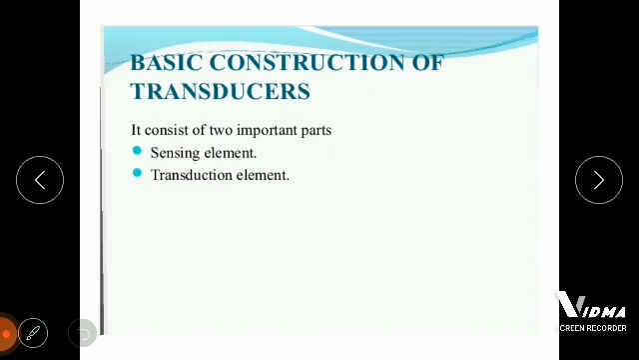So this is the basic construction of a transducer. It consists mainly of two important parts: one is the sensing element, and the other is the transduction element. These are the two elements basically used in the construction of a transducer.